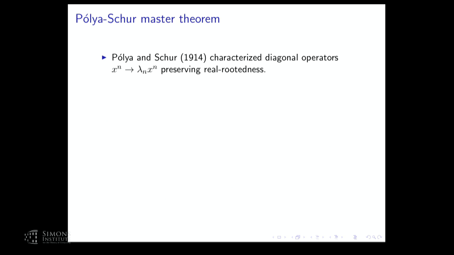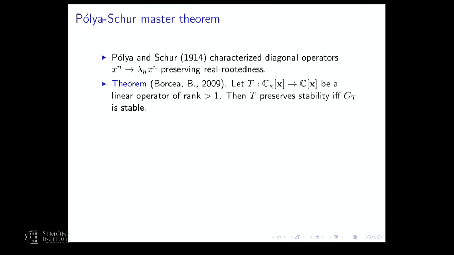One of the first theorems on characterizing linear operators preserving real-rootedness was Pólya and Schur's result from 1914, where they completely characterized diagonal operators preserving real-rootedness. And then in 2009, Borcea and I were able to characterize any linear operator preserving complex stability. And the condition is very simple: T preserves stability if and only if the symbol is stable, but now in double the many variables instead. So it's a very simple condition.